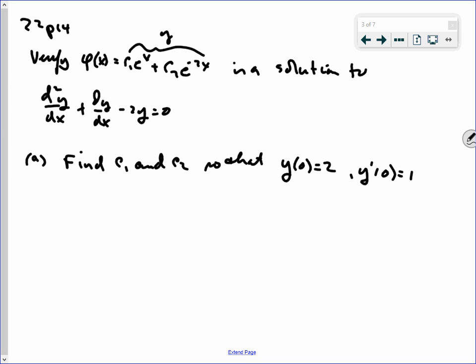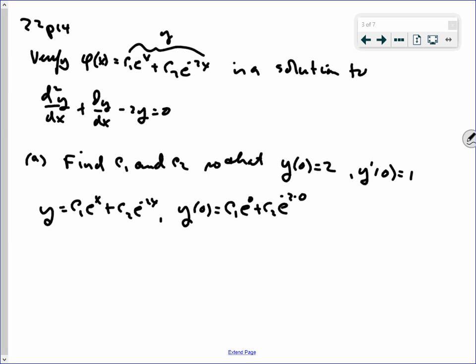So what we're going to need is y prime here because I've got y. Y is c1 e to the x plus c2 e to the minus 2x. So y evaluated at 0 is c1 e to the 0, c2 e to the minus 2 times 0, which is c1 plus c2, and using this first initial condition, that has to be equal to 2.